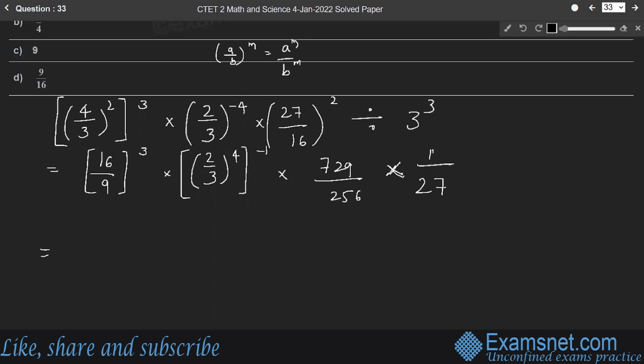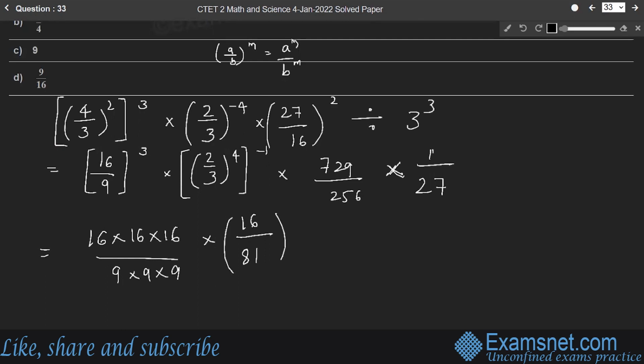Here, instead of making 16 into 16 into 16 and calculating the value, we are writing it as it is: 16 into 16 into 16 by 9 into 9 into 9 into 2 to the power of 4 is 16. 3 to the power of 4 is 81 whole raised to minus 1 into 729 by 256 into 1 by 27.